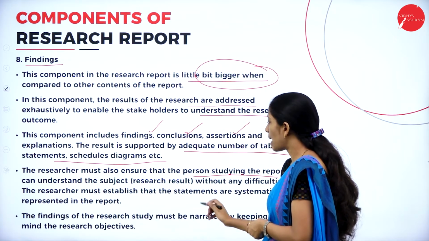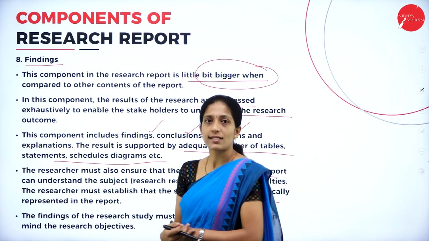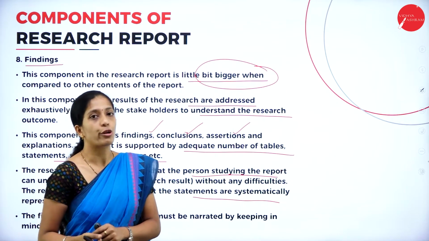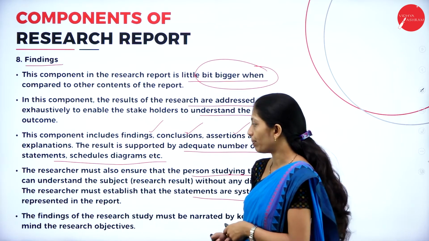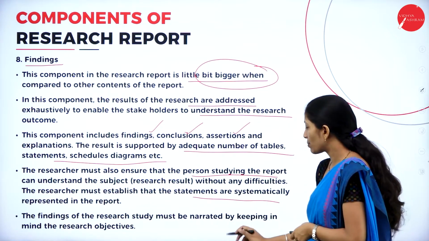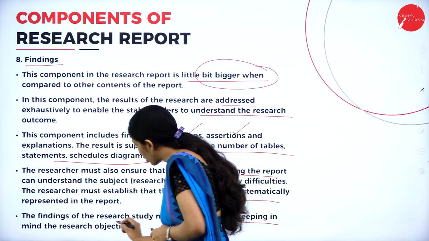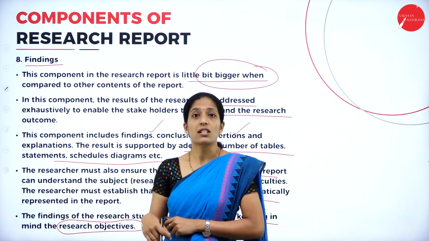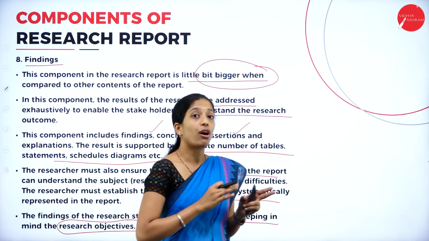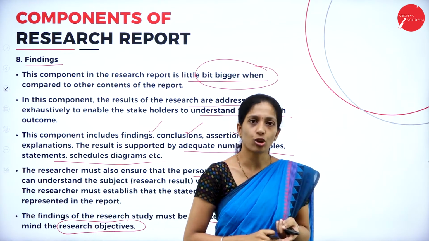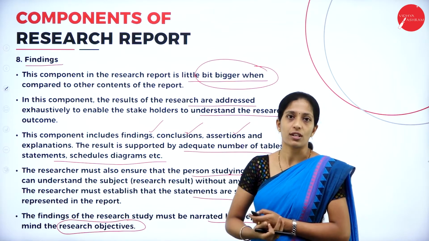So, the researcher must establish that the statements are systematically represented in the report. As I told you, there are certain standards. In writing the findings also, there are certain standards to be followed. Based on that, the research report will be prepared. The findings of the research study must be narrated by keeping in mind the research objective. So, it should always focus on the research objective. Suppose the research objective is different and the finding is different, then it is of no use. So, it should always be related to the research objective only. So, these are the findings and this is an important part of your research report.